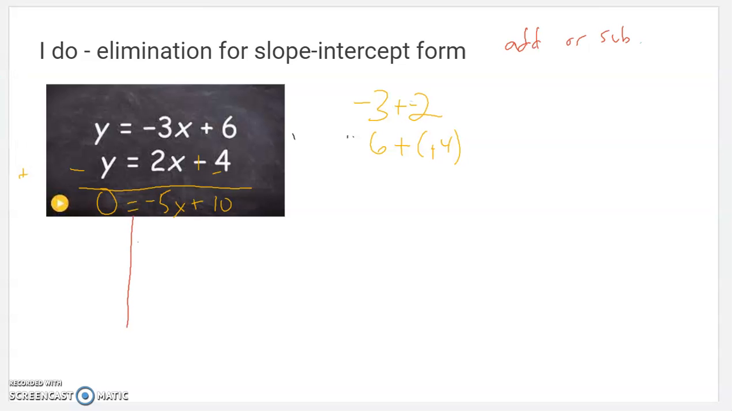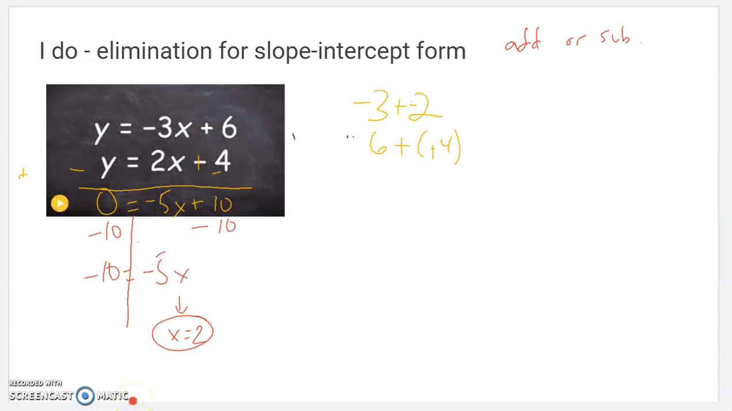So let's find x here. x is being multiplied and added. So the first thing I would do is subtract 10 from both sides, or add negative 10 to both sides. That makes negative 10 equals negative 5x, and I can tell that x equals 2. So by eliminating y, it's easy to find x. Halfway home.